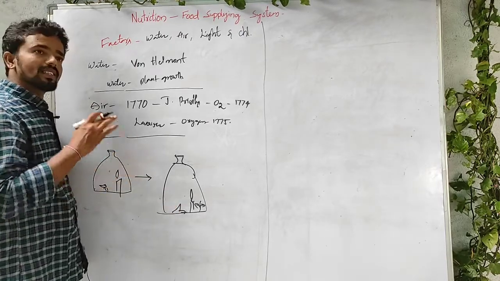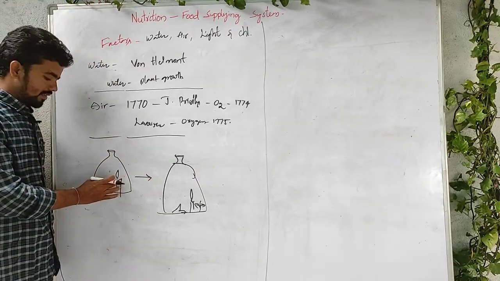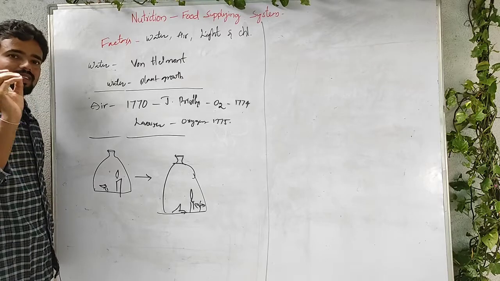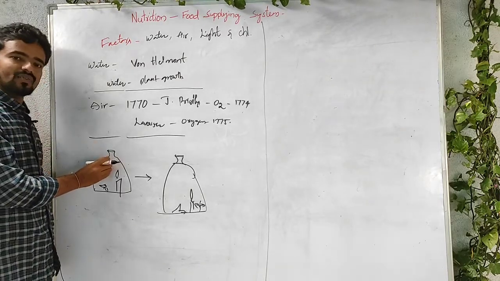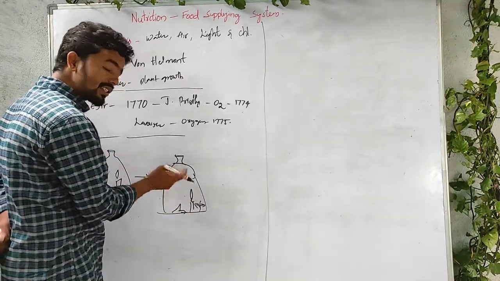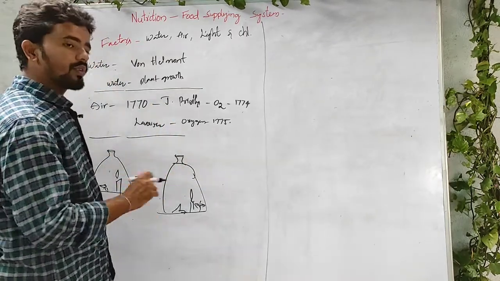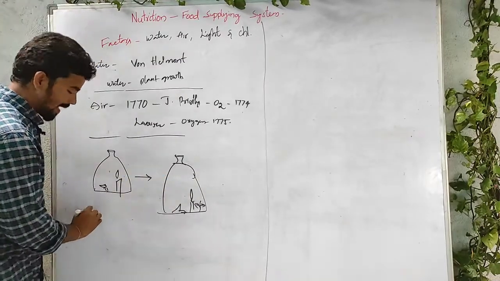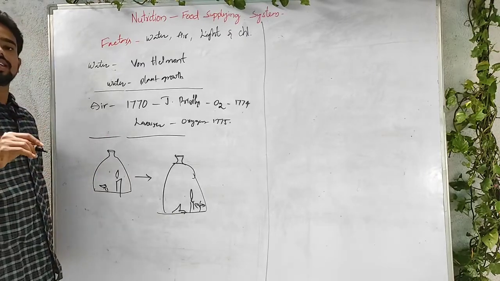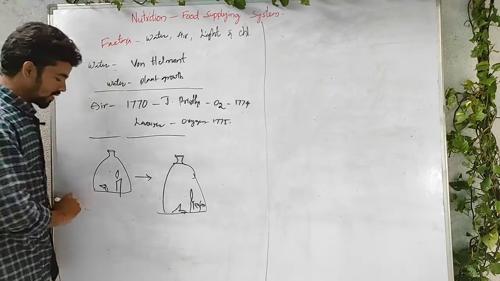Based on that, he said that the burning candle and the rat are removing some gas from the jar, which is why they are suffocated and exhausted, whereas the mint plant is restoring the air present in the bell jar. Later he generalized, saying that animals are removing the air which is restored by the plants. What is that gas? That is nothing but oxygen. That was his statement.